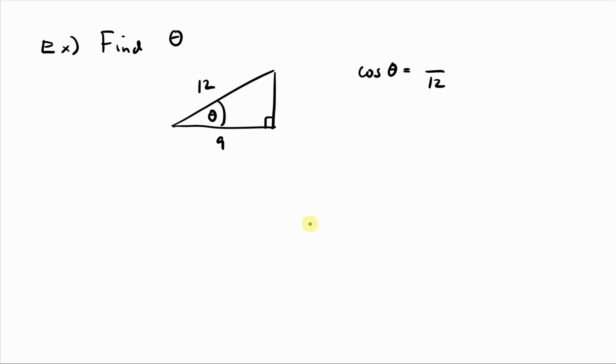Of course, I could always use sine by computing this side using the Pythagorean theorem, but that's more work. So let's just use cosine for that reason. And therefore, theta is going to be the arc cosine of 9 over 12. 9 over 12 is actually the same as 3/4. Arc cosine of 3/4, or if you prefer, cos inverse of 3/4.